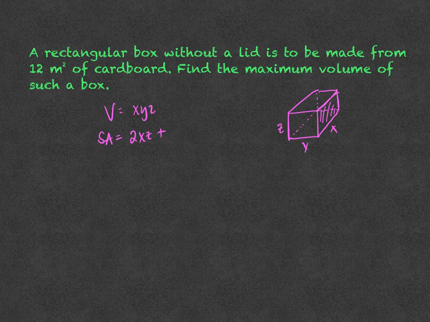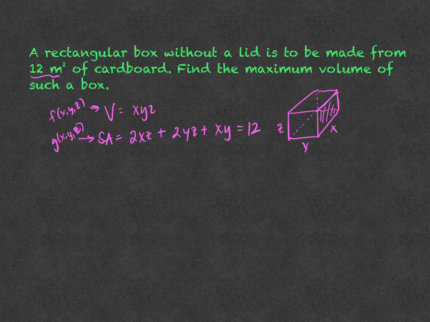And the front is YZ, and there's two of them. And the top is XY, and there's only one of those. And we know it's equal to 12 meters squared. So do you see how this is our constraint right here? This is our g of xyz because it has an equal value, so it's our constraint. So this is our f of xyz up here. That's what we're trying to maximize. And then g is our surface area.